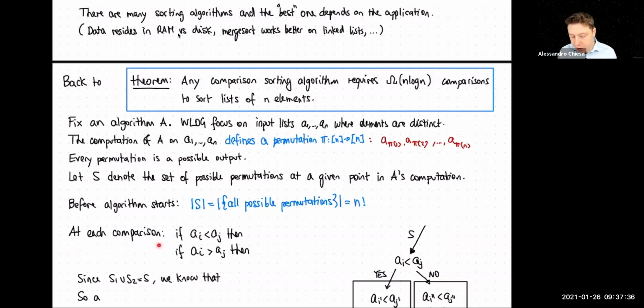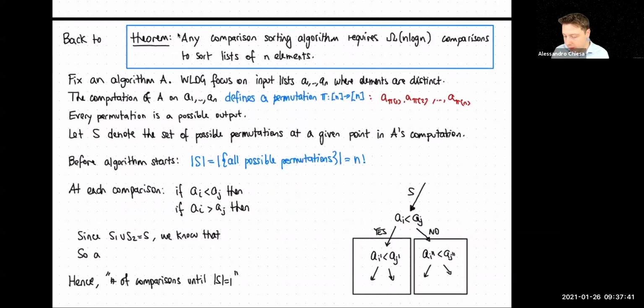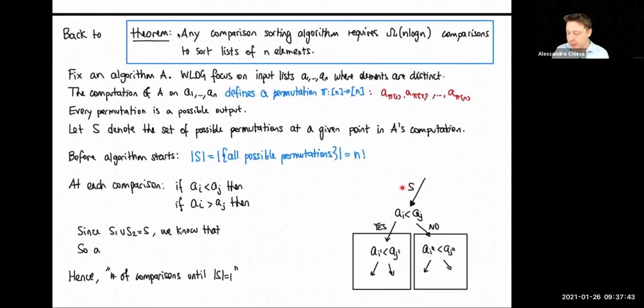Now, at each comparison, depending upon what happens, this set may change, okay? So let's look at a picture like this. Here's this set of possible permutations. The algorithm does a comparison. Let's say it says, I would like to compare AI and AJ. And the algorithm will ask, is AI less than AJ? And the answer is a yes or no, right?